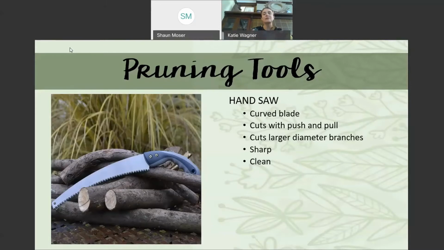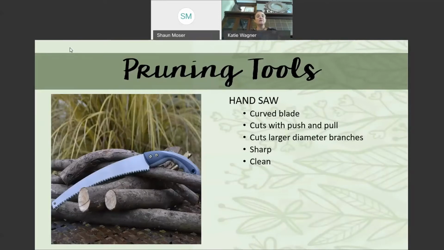Okay, this is one of my favorite pruning tools. This is the handsaw, and everybody should have one of these. This is one that I would not say get the top model on, because it's really difficult to sharpen these. So get a cheaper one, and then when it gets dull, donate it and buy a new one. But handsaws are really great.